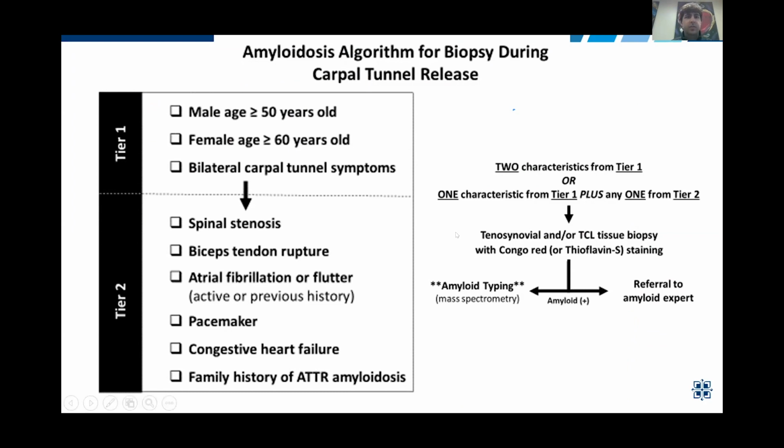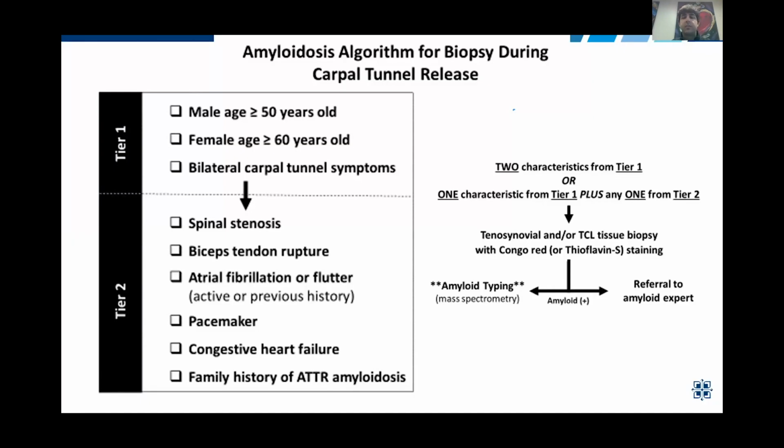So here's the algorithm that we developed, which is basically that if you have 2 characteristics from tier 1, which just means you have bilateral carpal tunnel symptoms and your age is males over 50, females over 60, then we would recommend a biopsy here of the tenosynovium.